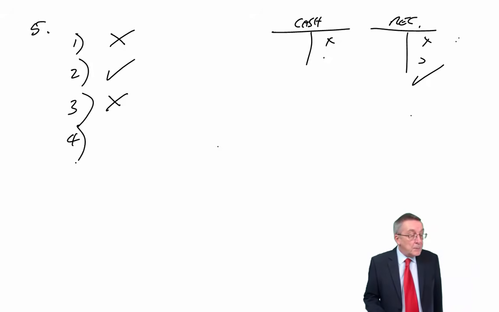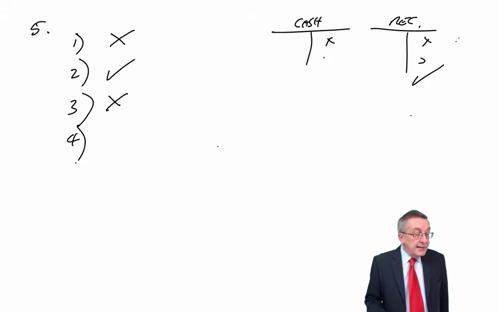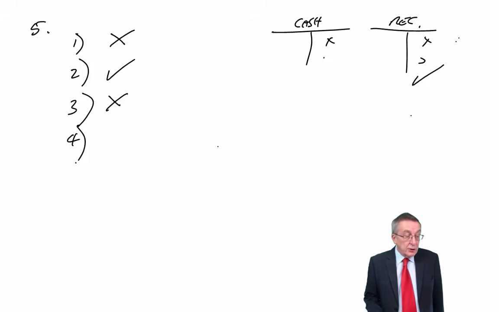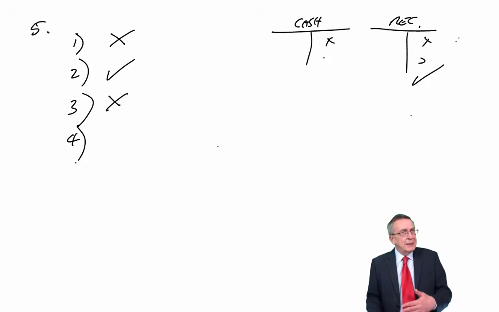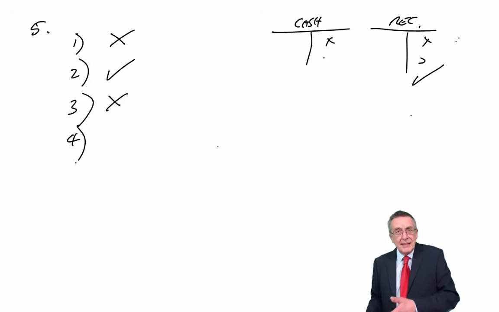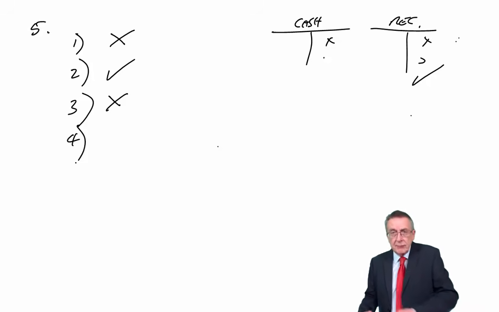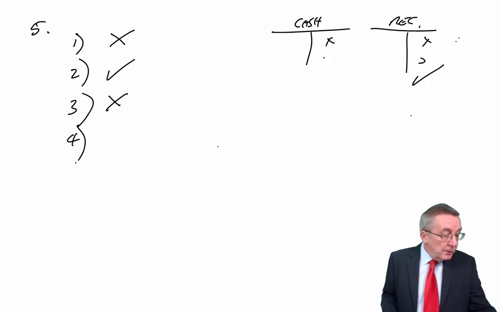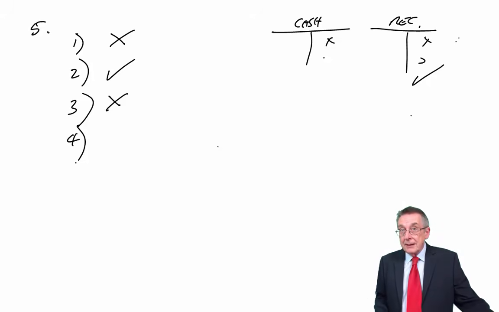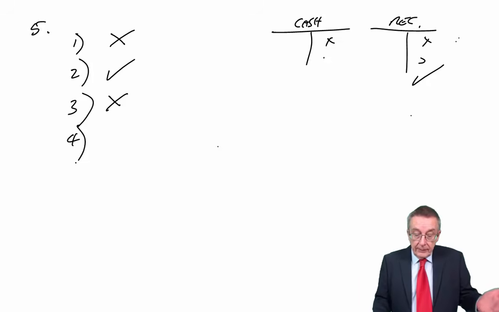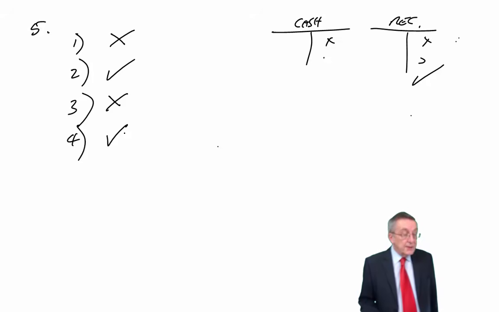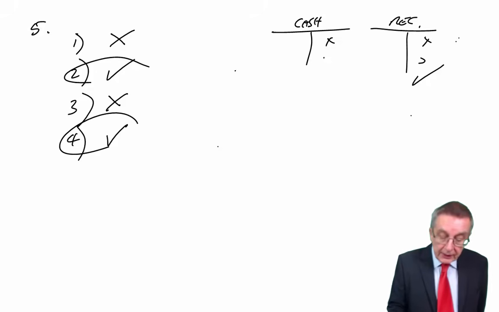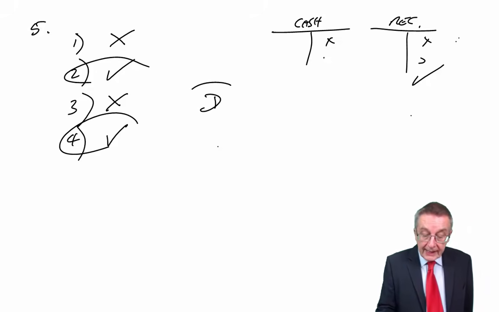Number 4, rent received was included in the trial balance as a debit balance. Well, rent received is income. If it's income, it should be a credit. Debit cash, credit rent received. So it should be a credit. If it's listed as a debit, the total debits won't equal the total credits. Number 4 would cause it not to agree. So the ones that cause it not to agree are 2 and 4. The correct answer is D.